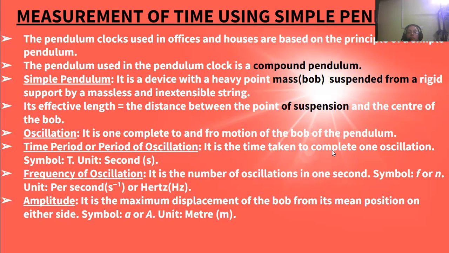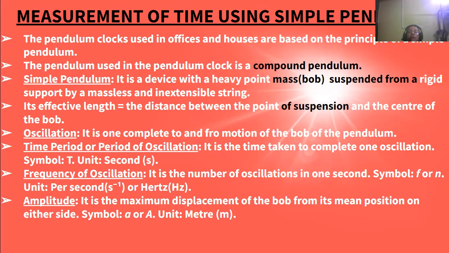Now, what is a simple pendulum? Theoretically, it is a device with a heavy point mass, that is the bob, suspended from a rigid support by a massless and inextensible string. The string which is attached to the bob is massless. It does not have any mass, and it is inextensible. That is, it cannot extend.